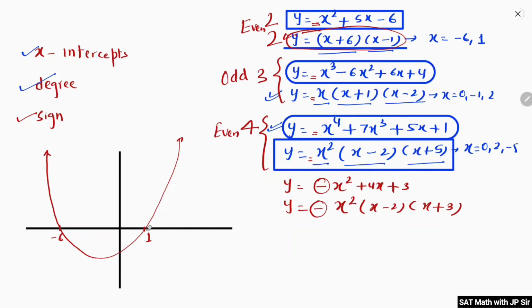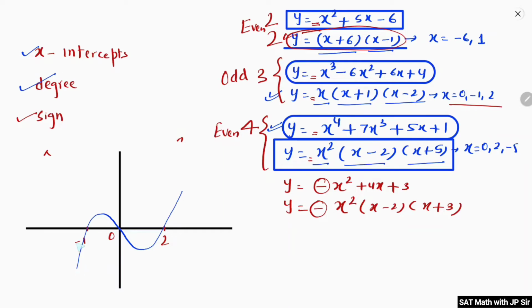Similarly, here we have 0, minus 1 and 2. So 0 is here, minus 1 is here, and 2 is somewhere here. So the graph will be something like this. Then at 0 it will cut, and at 2 it will cut. So these are called intercepts.